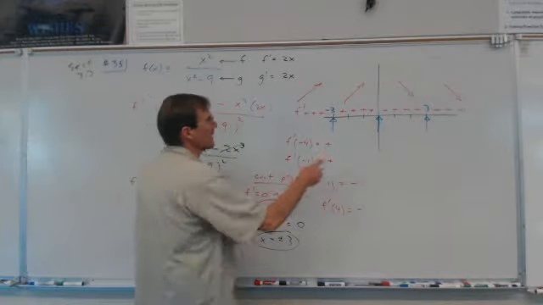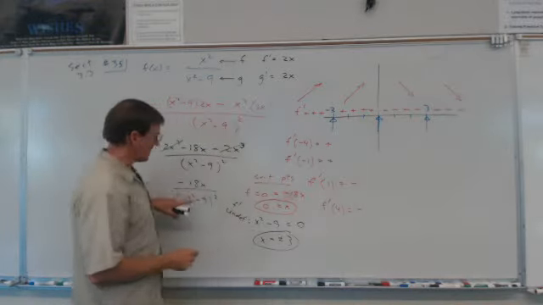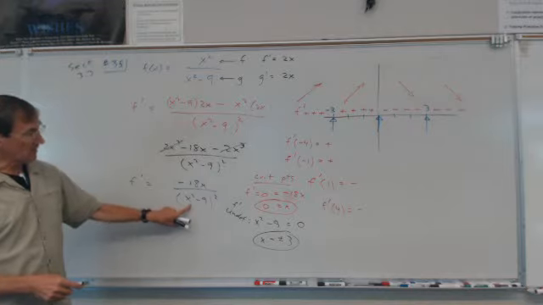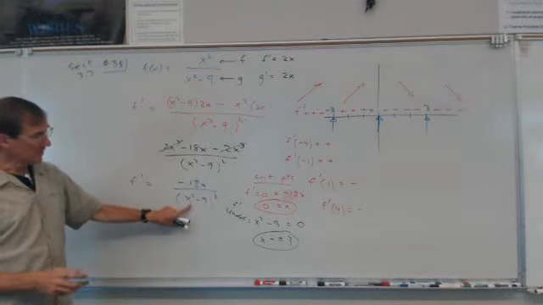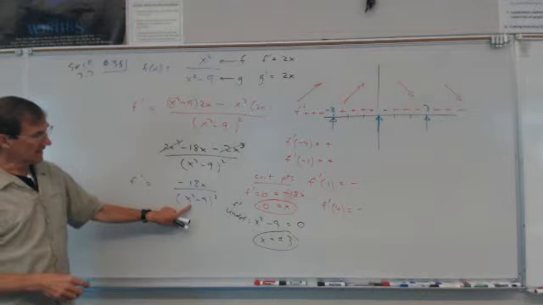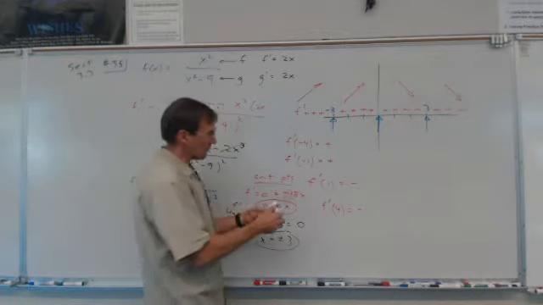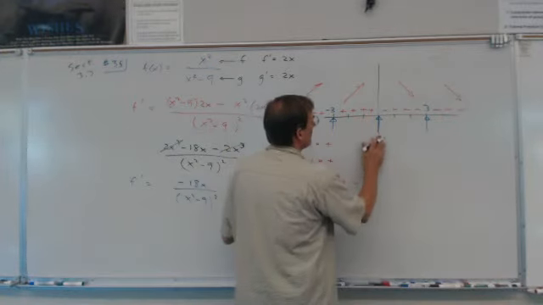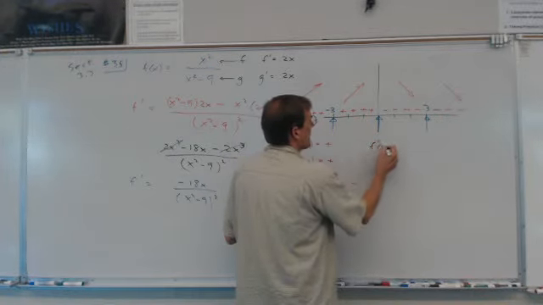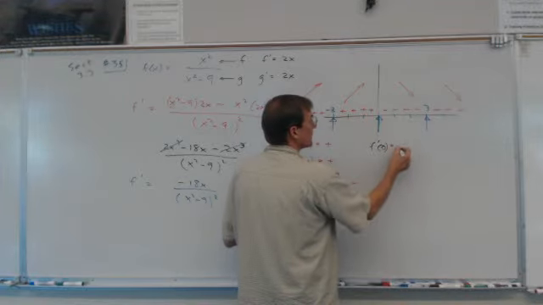Let's see what's going on right at 0. If I put 0 into that first derivative, what happens? The denominator's okay. It's just -9 squared, which would be 81 in the denominator. The numerator, though, is going to be 0. So right here at f prime at 0, the first derivative is going to equal 0.